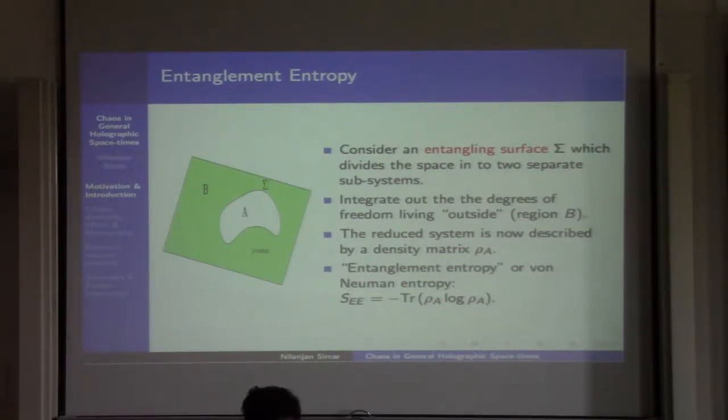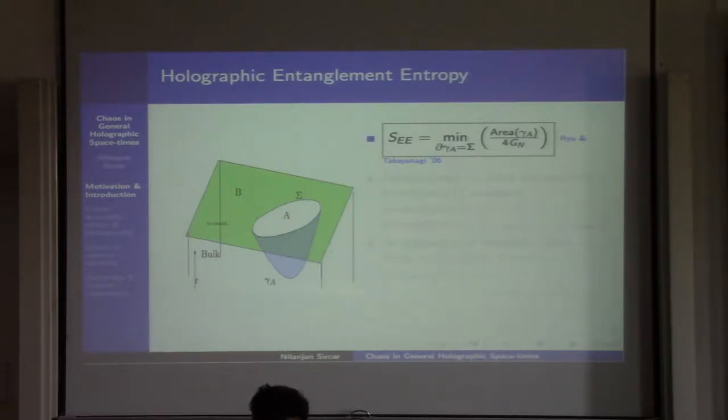This is usually very difficult to calculate in field theory, because it is a nonlinear function of rho. But Ryu and Takayanagi in 2006 saved us by giving a holographic prescription to calculate this quantity. As I was saying, there is some surface sigma which divides the system into two regions.